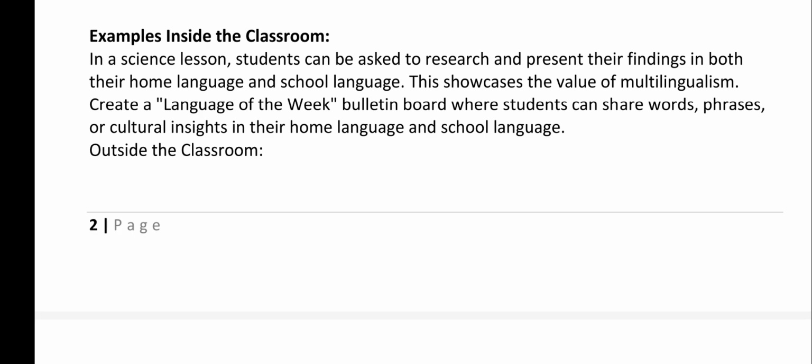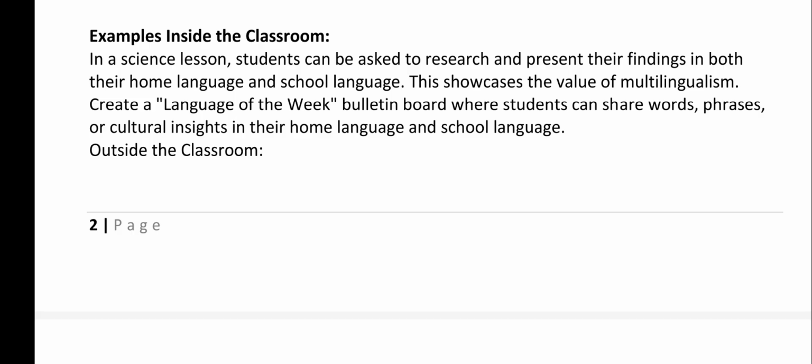Inside the classroom. In a science lesson, students can be asked to research and present their findings in both their home language and school language. This showcases the value of multilingualism. Create a language of the week bulletin board where students can share words, phrases, or cultural insights in the home language and school language. Now you see, how can you help the children in learning the languages inside the classroom?